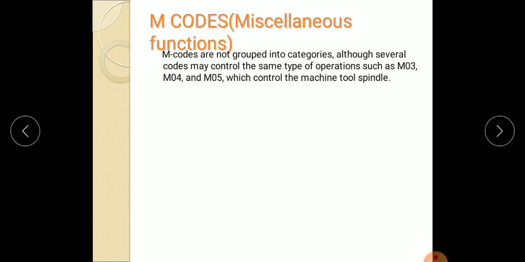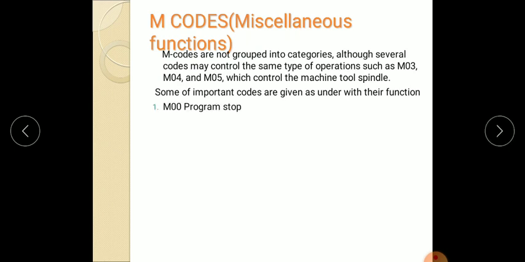Next, M code. M codes are not grouped into categories. Although several codes may control the same type of operations, such as M03, M04 and M05 which control the machine tool spindle. Here some of the important codes are given as under with their functions.